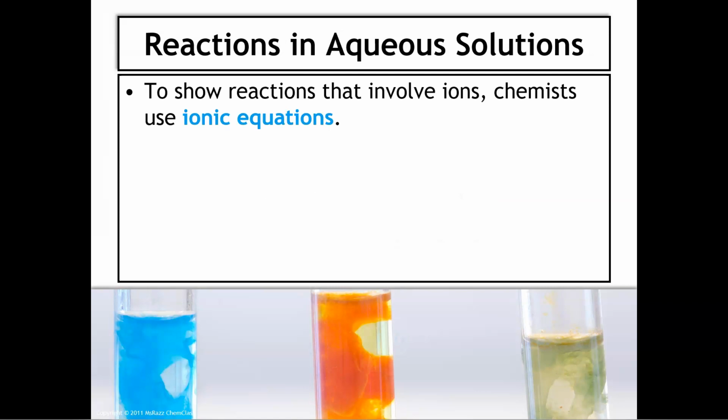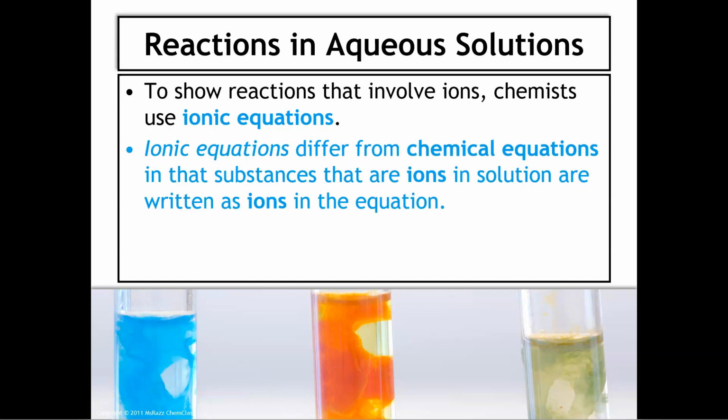Okay, so now we have to talk about showing reactions in aqueous solutions. To show reactions that involve ions, chemists will use something called ionic equations. Ionic equations differ from chemical equations in that the substances that are ions in solution are written as ions in the equation. So it's almost like you've got a bunch of little dissociation equations in your large chemical reaction.